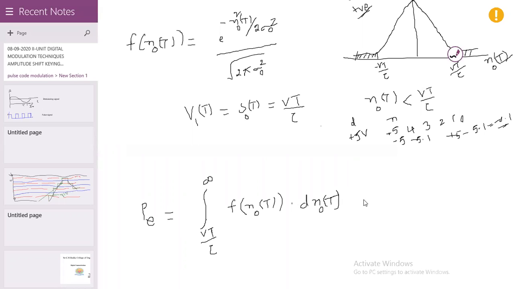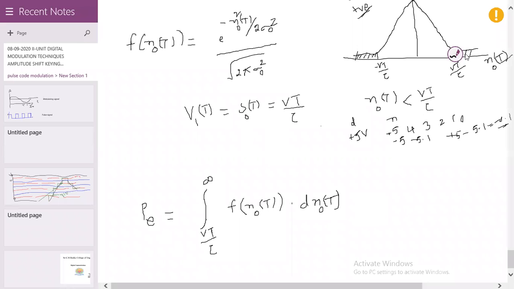This is very very important. Probability of error. The formula for probability of error is equal to integration Vt by tau to infinity. That means as long as the magnitude is within Vt by tau, we do not get any errors. Whenever the additional signal's magnitude exceeds Vt by tau, then there is a chance for occurrence of errors. Okay, that's why here you can take in the limit.